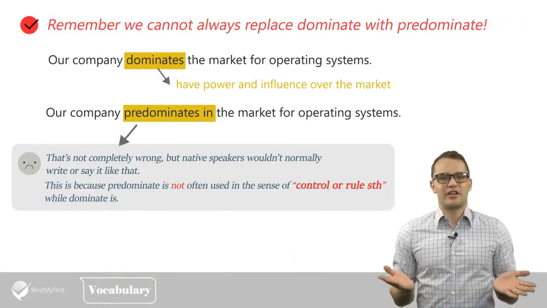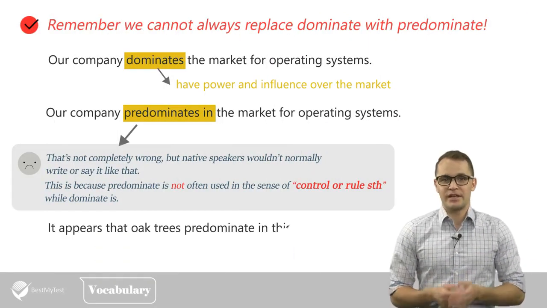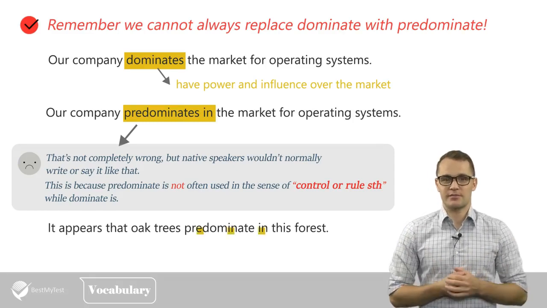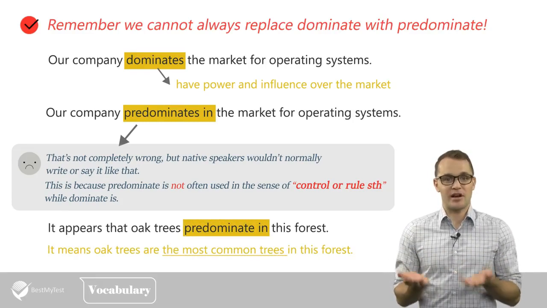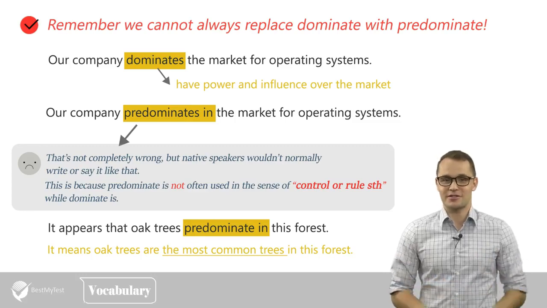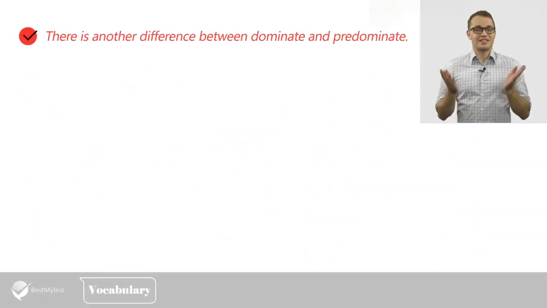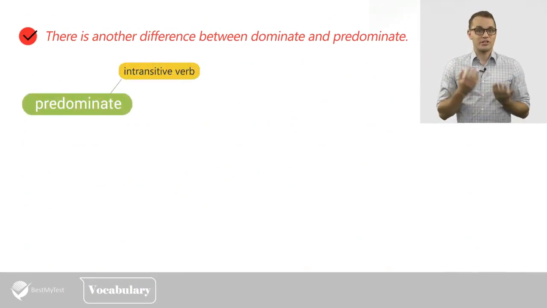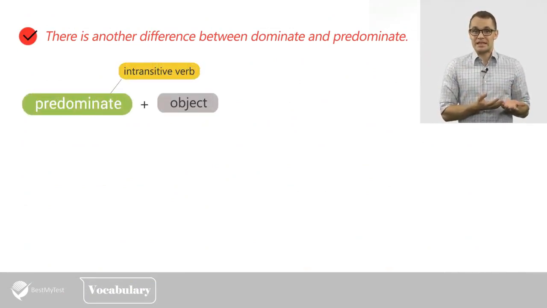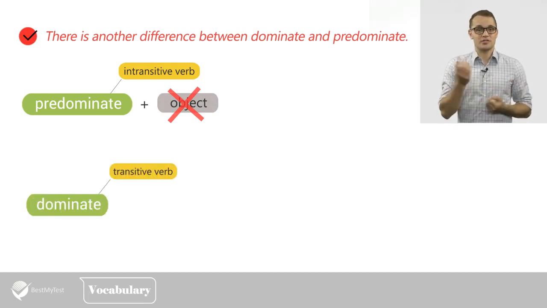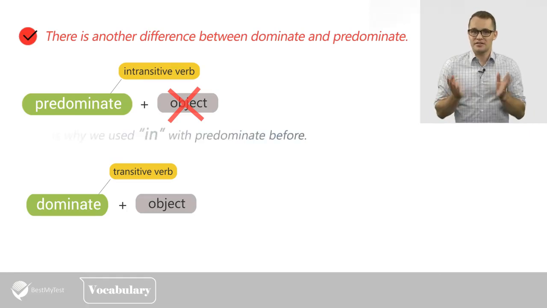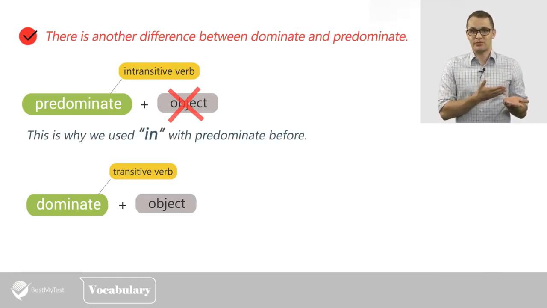Let me give you a better example using predominate. It appears that oak trees predominate in this forest. Here it means that oak trees are the most common trees in this forest. Okay, there is another difference between dominate and predominate. The verb predominate is an intransitive verb, meaning it doesn't take an object, whereas dominate is a transitive verb, meaning it does take objects. This is why we used in with predominate before.